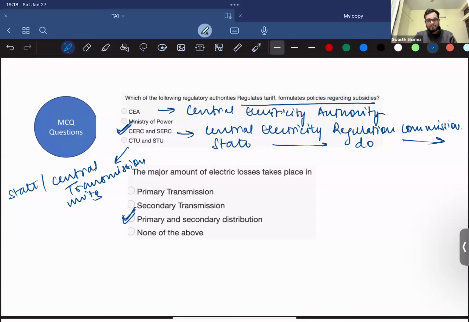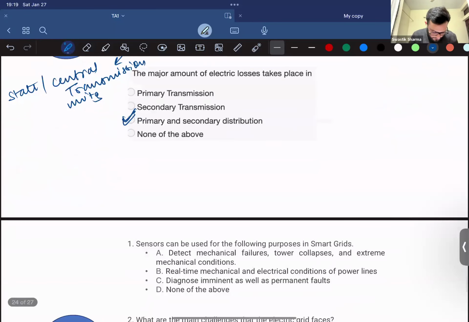So these are heavy on the distribution side. This is not the only reason. Due to low voltage, for the same amount of power to be transmitted, the current is more, which leads to higher I square R losses. One more reason is that distribution systems are highly radial, so they have longer lines, and longer lines usually have higher resistance, which leads to higher I square R losses. So that's why the primary and secondary distribution systems have higher losses.